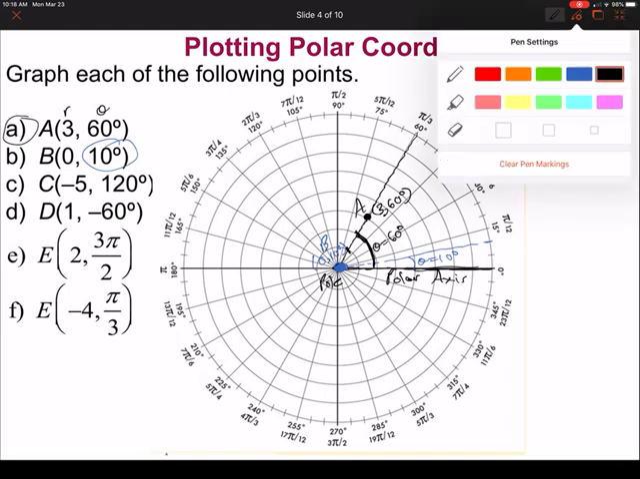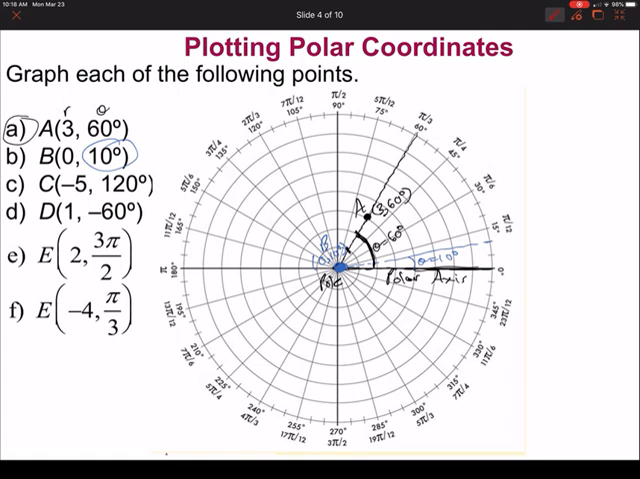All right, let's do another one. Let's go to C. Let's do the third point here. We'll do it in a different color. Now this one we have a negative radial coordinate and our angular coordinate is 120. Positive, counterclockwise rotation. So let's go ahead and rotate 120 degrees. You can see the 120 degree mark already labeled on my polar grid here. So there's our rotation of theta, 120 degrees.